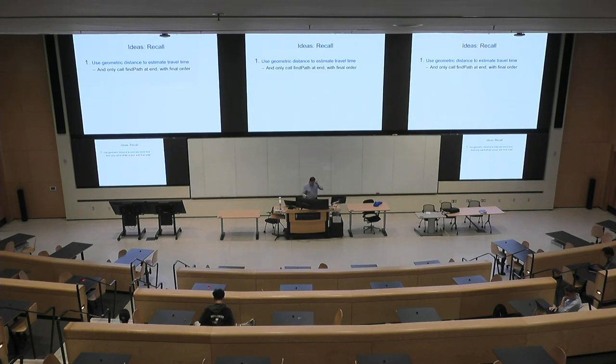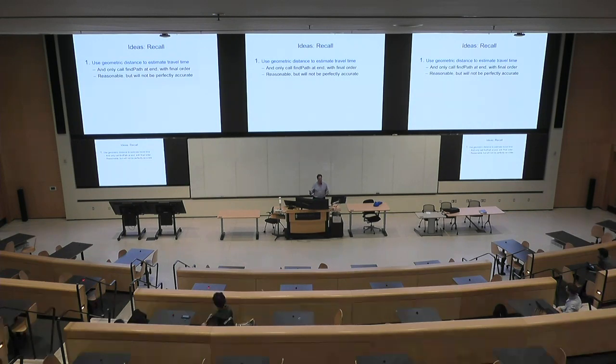And one of the ideas that we came up with is, well, let's use geometric distance. Let's just say how far away are these intersections from each other. Let's assume we can go directly between them. And this will be reasonable, but it won't be perfect. And then if we do this, it's fast enough. And at the very end, when we've got our delivery order, we'll just call your milestone 3 find path function a much smaller number of times to just connect together our chosen delivery order. And that would work.